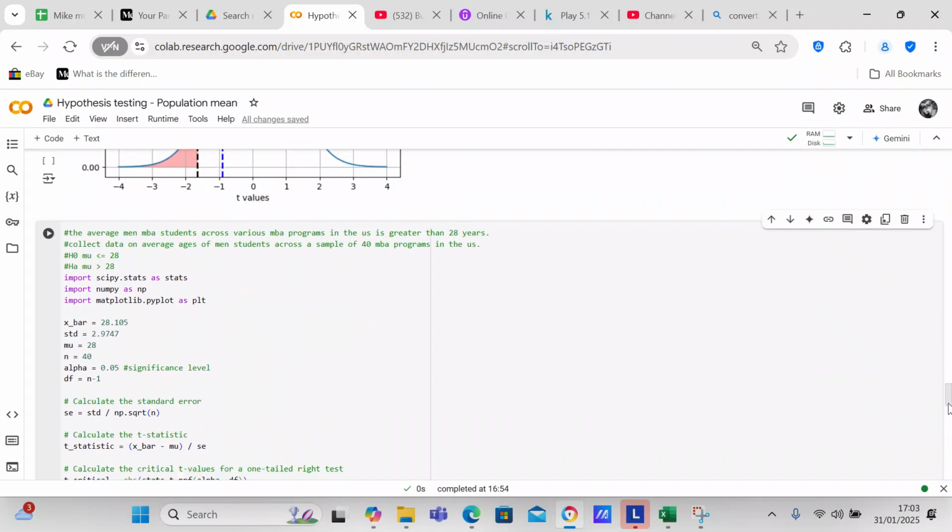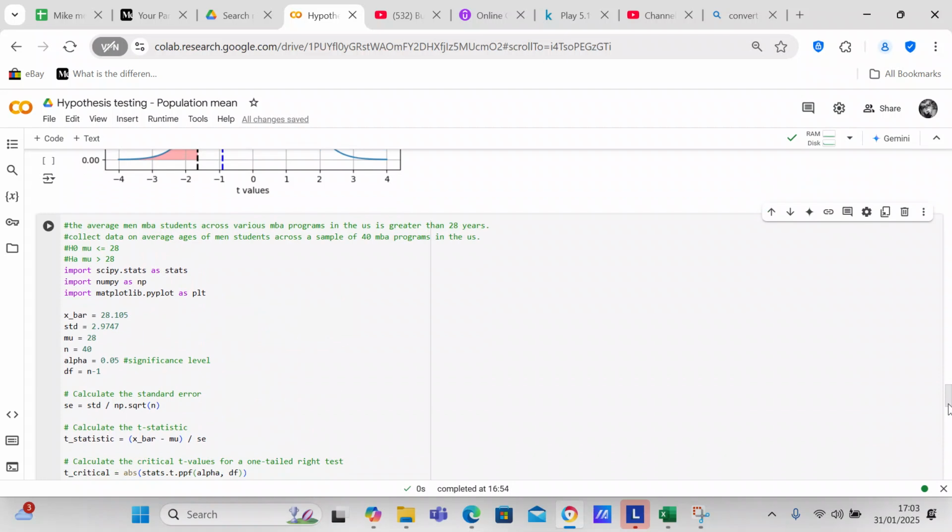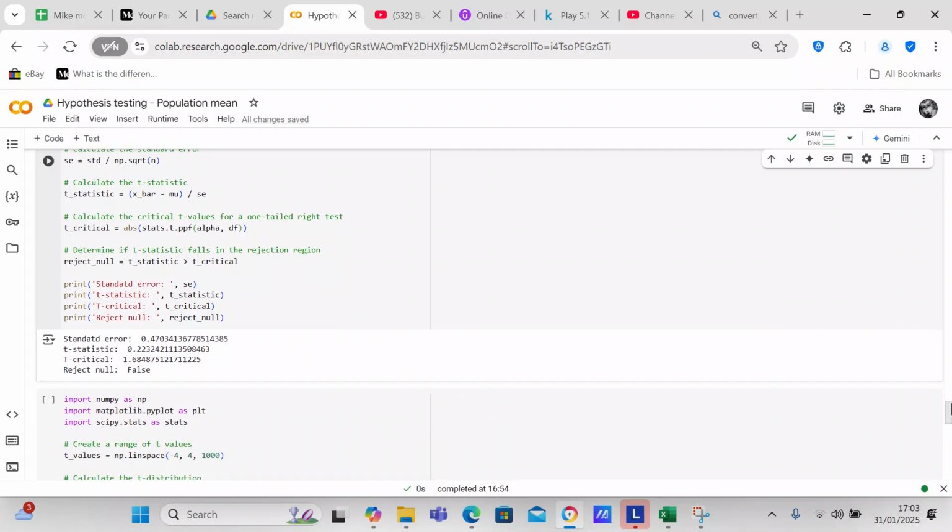So that means the null hypothesis is mu is less than or equal to 28. We've got an X bar of 28.105, but it says you cannot reject the null hypothesis.